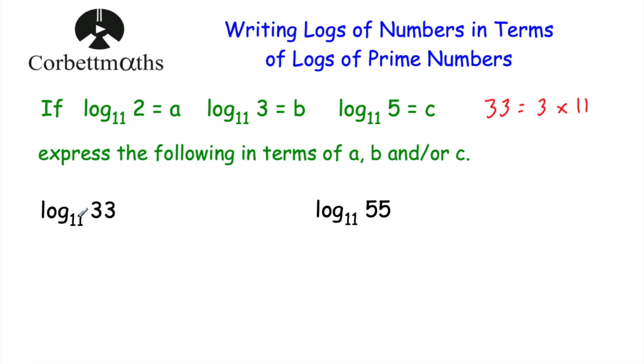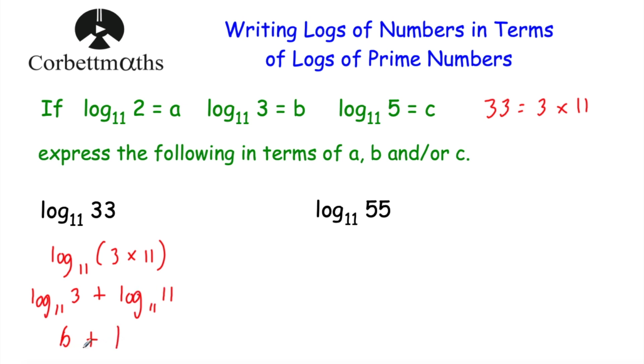So here, the log to base 11 of 33 is the same as the log to base 11 of 3 times 11. Now we can split this up: the log to base 11 of 3 plus the log to base 11 of 11. So sometimes you might actually be dealing with the base number as well. The log to base 11 of 3 is equal to b. And the log to base 11 of 11, well, what power do you raise 11 by to get 11? That's just 1. Just think, the log to base a of a is equal to 1 as well. So the answer is b plus 1.